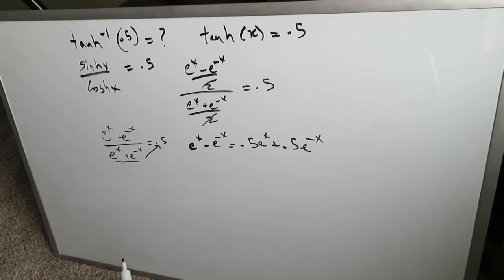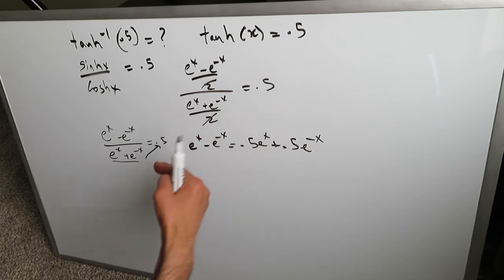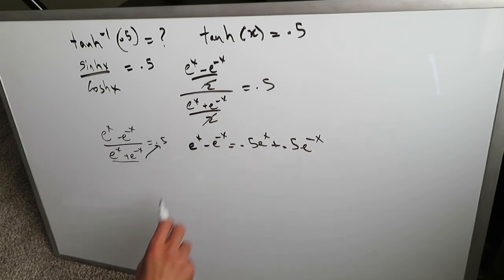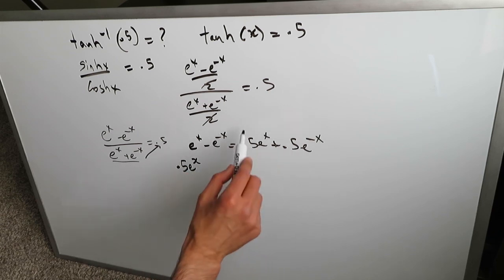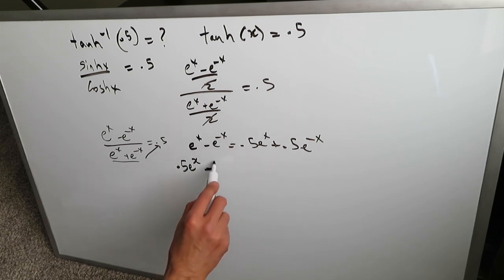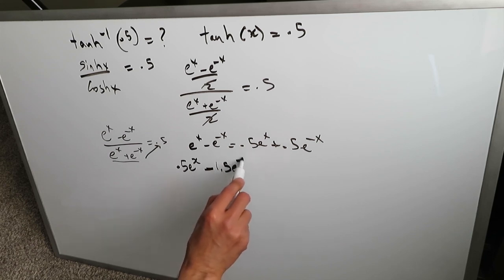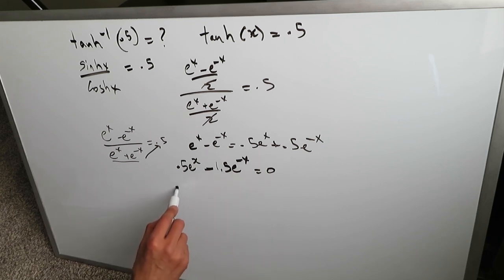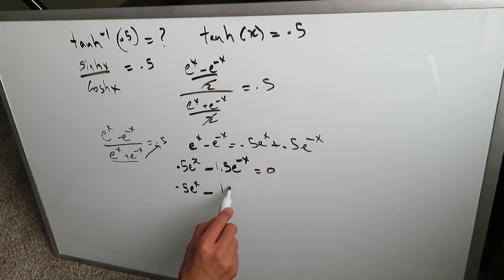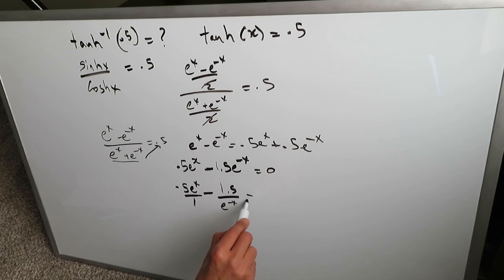Bring everything on one side. What do you get? You get e to the x minus 0.5 e to the x, which gives 0.5 e to the x, minus e to the minus x minus 0.5 e to the minus x, which gives minus 1.5 e to the minus x, is equal to 0. Common denominator over here, after you convert into a fractional form: minus 1.5 over e to the minus x equals 0.